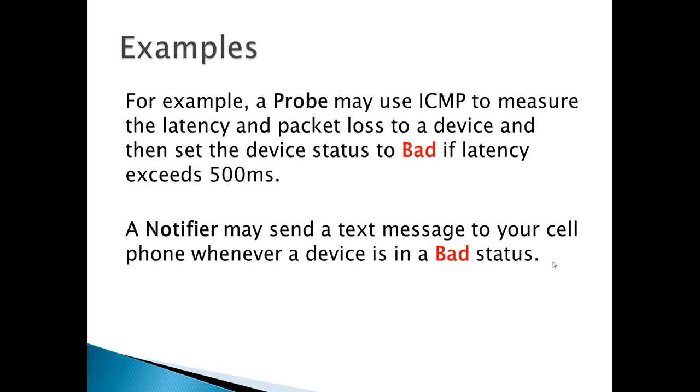So in our example we have here, we may have a probe that uses ICMP to measure the latency and packet loss to a device. And then we can set the device status to bad if the latency exceeds whatever threshold you define. We've got 500 milliseconds in here, but it could be 1,000 or 50. For the notifier, we could set it up to send a text message to your cell phone when the device is bad, but we can also specify, I want it to have been bad for 10 or 20 minutes before that goes out. So you have ways of controlling what the flow of those notifications looks like.